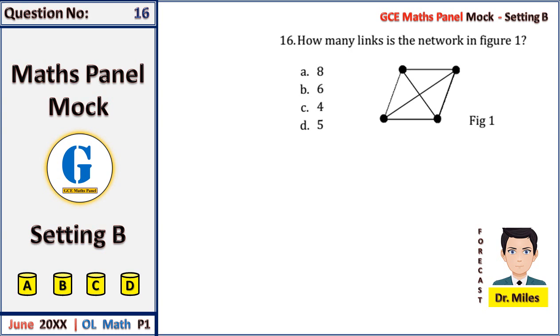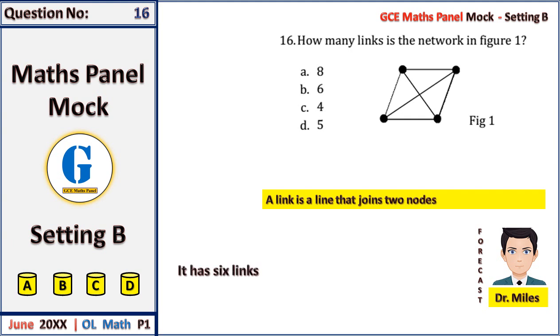16. How many links are in the network shown in figure 1? A link is a line that joins two nodes, and when we count the number of links here, we have 6. There are 6 links.